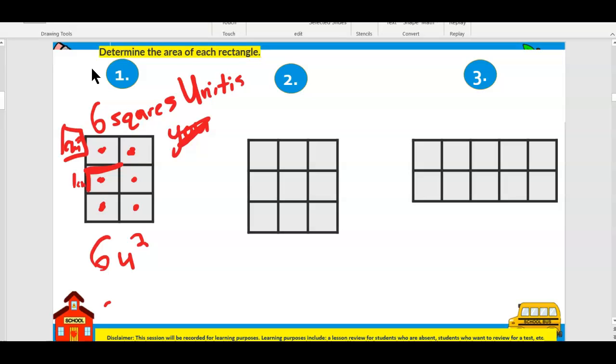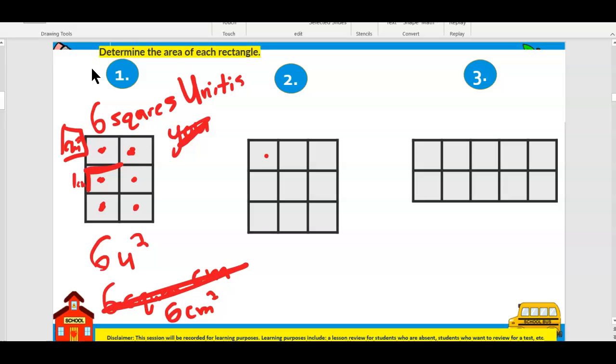So there's 6 square centimeters. We write it more sophisticated. In 6th grade, we go 6 centimeters squared. See how that's easier? All right, next.